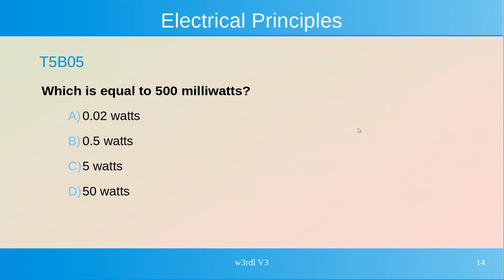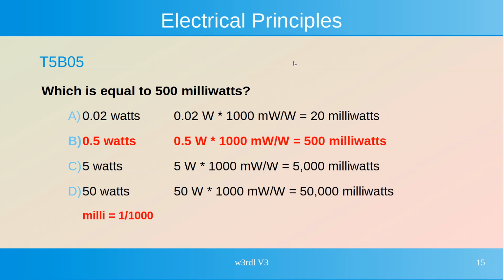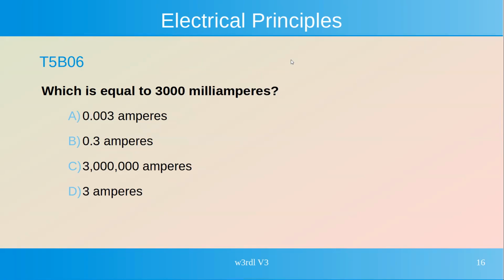Which is equal to 500 milliwatts. And we know a milliwatt is what? One thousandth of a watt. Yeah, 1,000. Bravo. So I would do the E, 4.5. Bravo. Very good. Which is equal to 3,000 milliamperes.